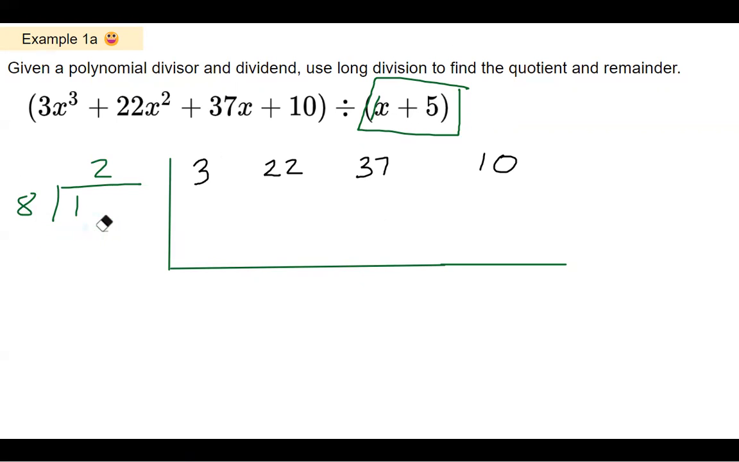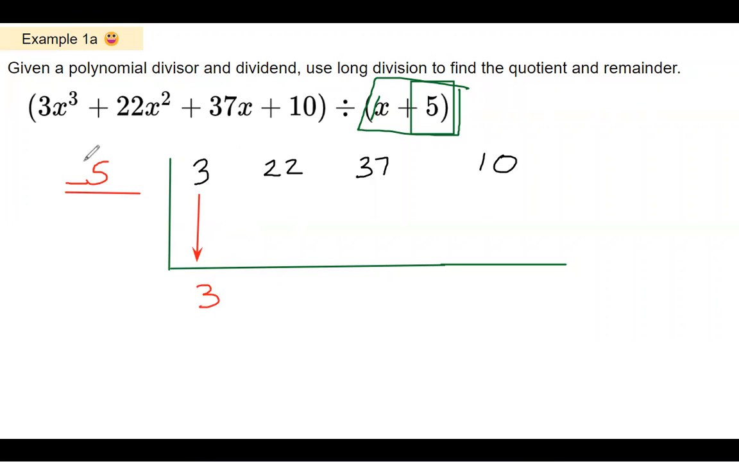So since the divisor is x plus 5, we're only going to consider now the constant that is adding or subtracting. But it's going to be the opposite value of it. So if it's positive, it's going to be -5. So I'm going to write -5 outside as my little divisor. There you go. Now, my next step is to bring my first term down. So I have 3. I'm going to bring it down, and I'm going to start with my multiplication.